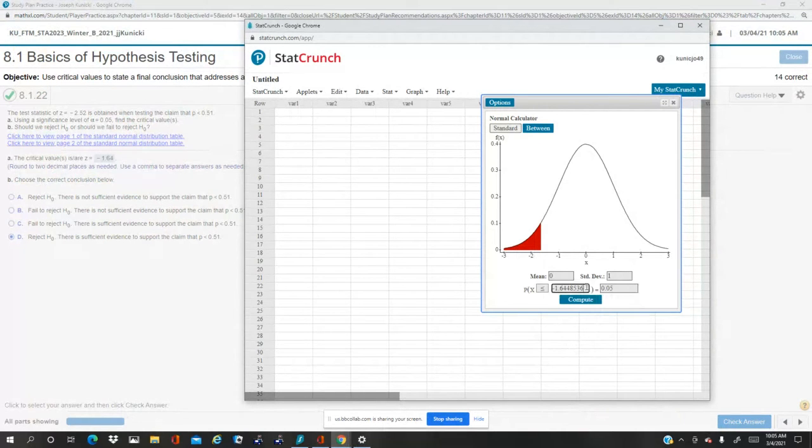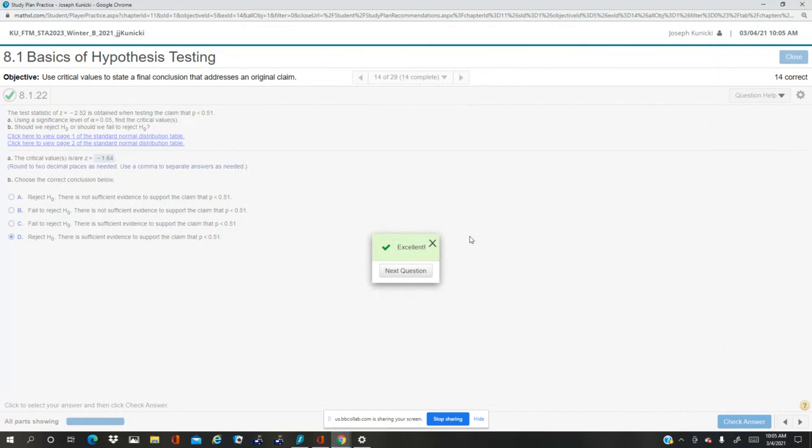Let's go ahead and see what the p-value is if you want to be instructive about it. So negative 2.52, compute. You can see the p-value is a lot less than 0.05. It's 0.006, rounded to three decimal places, which is far less than 0.05. So using p-value or using the test statistic and the critical number, you can see that we're in the tail. That means we're going to reject. Okay, that's 8.1.22.